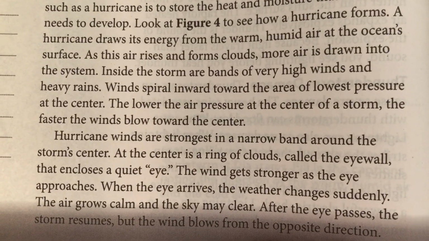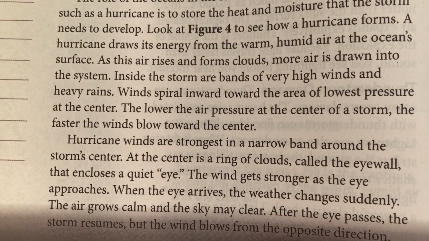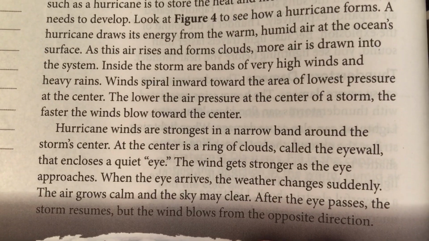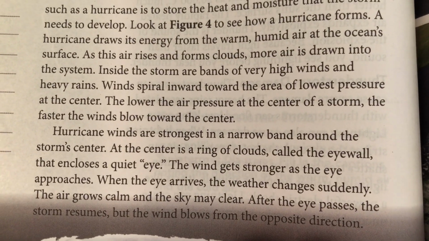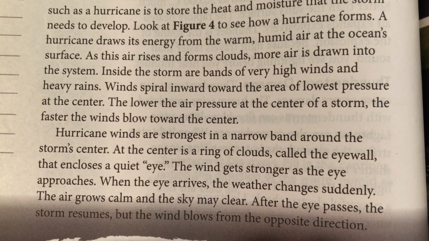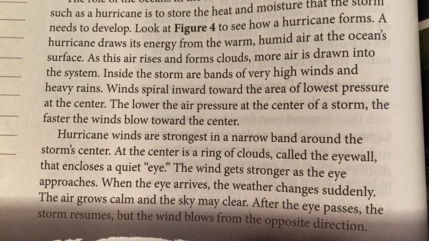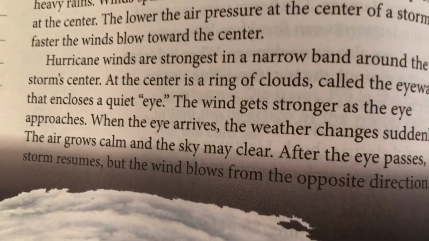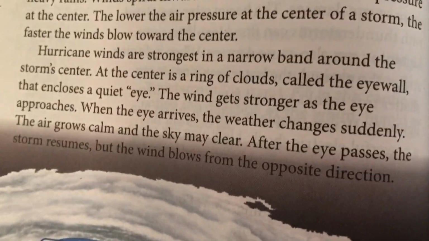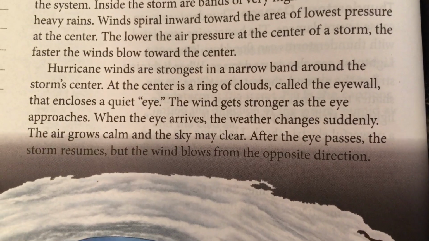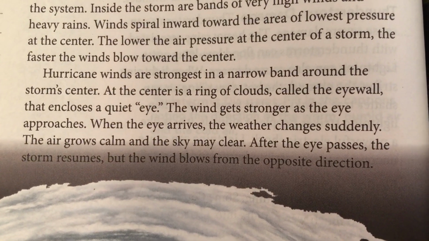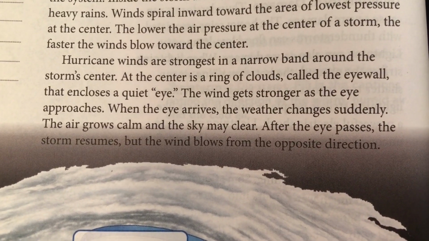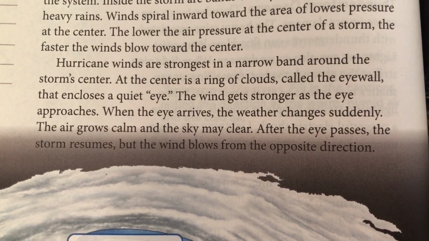Inside the storm are bands of very high winds and heavy rains. Winds spiral inward toward the area of lowest pressure at the center. The lower the air pressure at the center of a storm, the faster the winds blow at the center. Hurricane winds are strongest in a narrow band around the storm center. At the center is a ring of clouds called the eye wall that encloses a quiet eye.